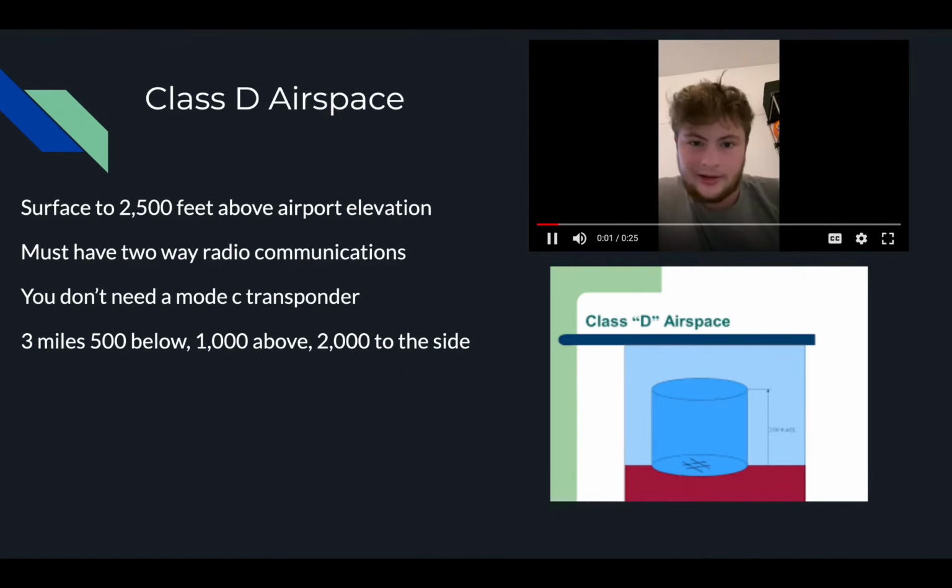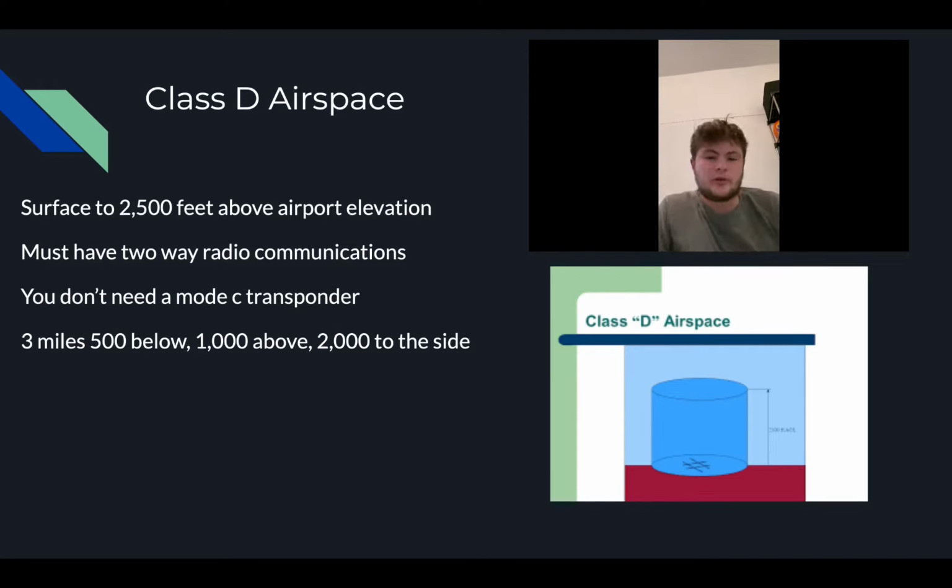Alright, next up is Class D airspace. This one goes from the surface to 2,500 feet above the airport elevation. For this one, you must have two-way radio communications. You do not need a Mode C transponder in Class D airspace. The visibility is 3 or greater miles, and cloud requirements are 500 below, 1,000 above, and 2,000 horizontally.